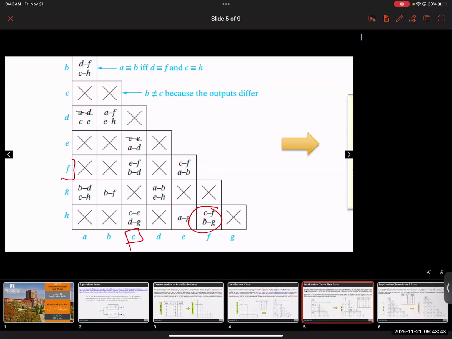CF again, which I cannot cross out. But how about BG? If you cannot cross out the first one, look at the second one. What is BG? B and G. Hey, oh no, that's also not crossed out, is it? B and G, not crossed out. So I cannot cross out this one as of now.